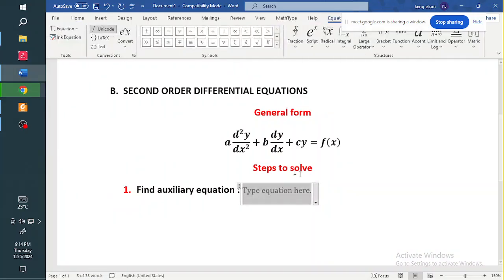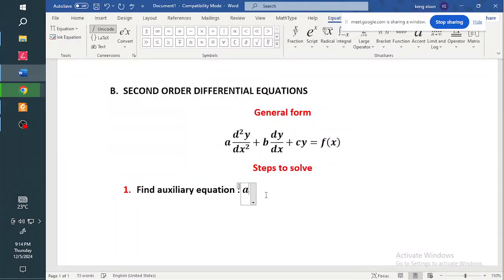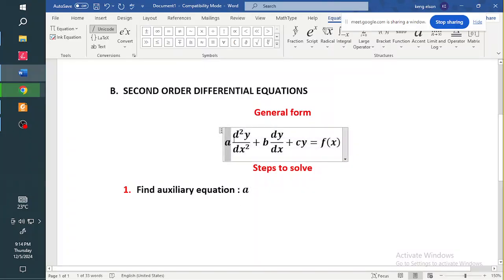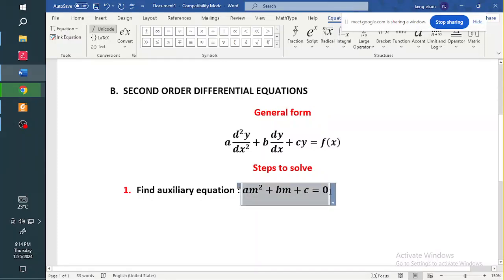Now the auxiliary equation in this case is going to be a quadratic equation, and this is how it's going to be. My a is going to stay, and I'll just replace this second derivative with another parameter squared. Maybe I can say m squared plus b times m, plus bm plus c equal to 0. So this is the auxiliary equation of, forget about this f of x for now. The auxiliary equation is a quadratic equation where if I use the parameter m to be my variable, then the quadratic equation is going to be am squared plus bm plus c equal to 0.